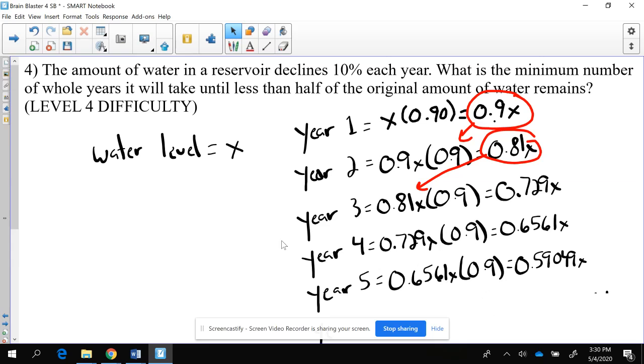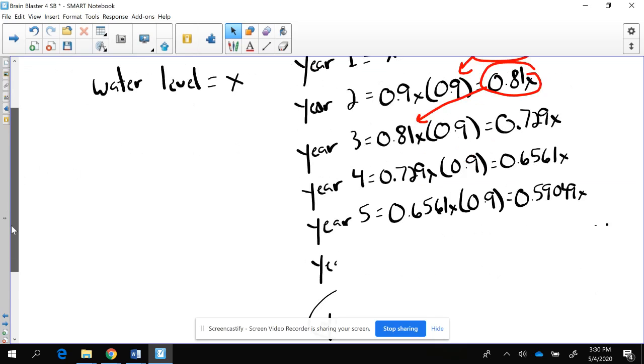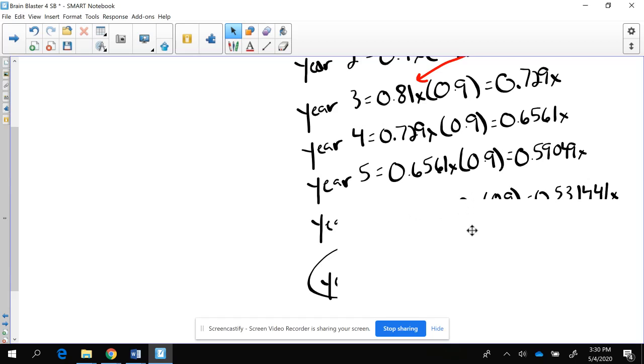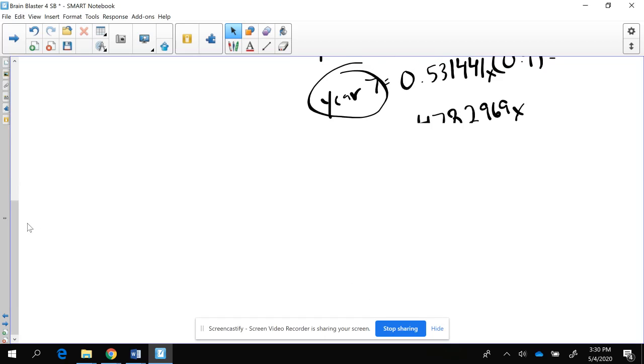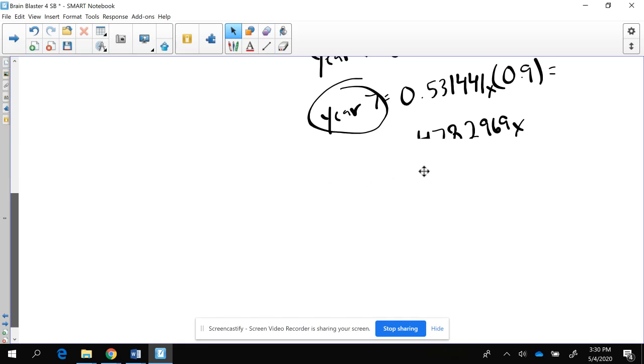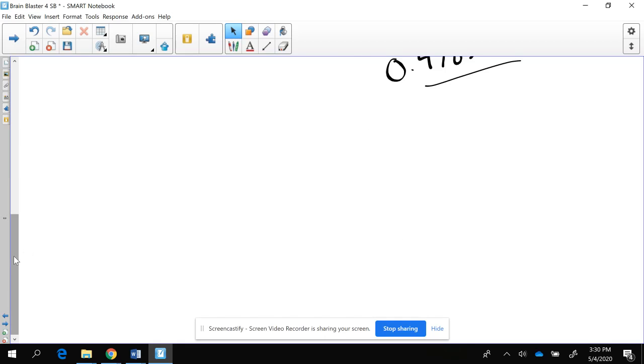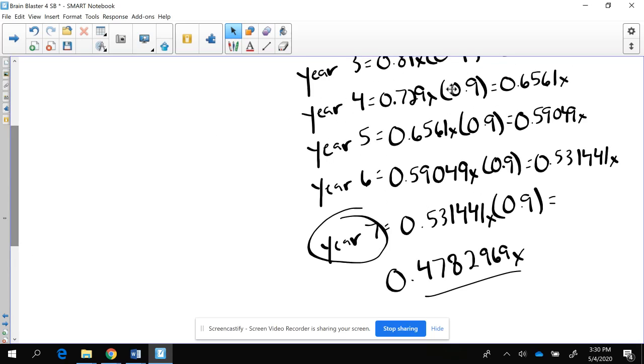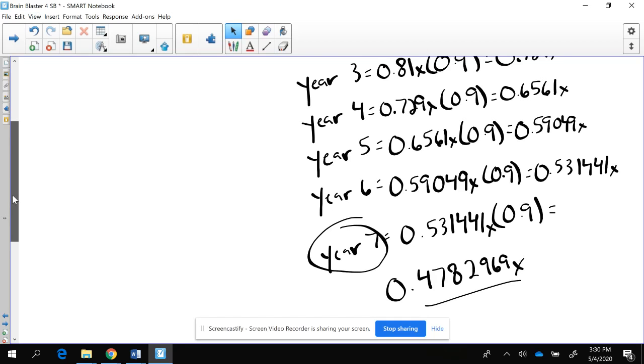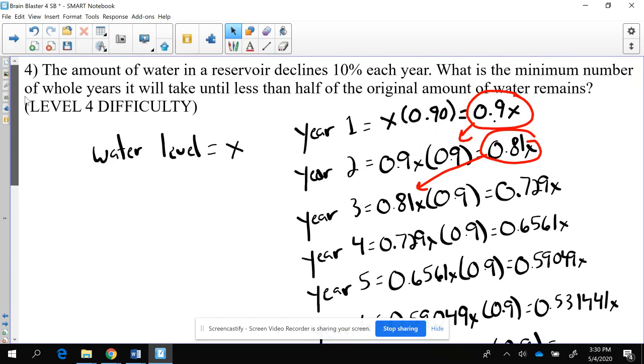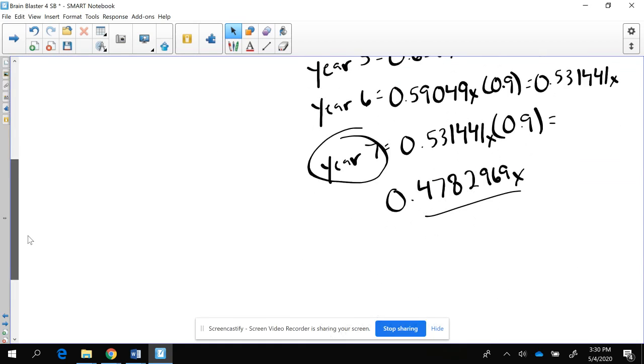Look at my numbers. Look how they have a pattern here, until I get less than 50%. And then bam, you could have done this a different way. That's perfectly fine. You'll notice that on year 7, see how these numbers are getting lower? On year 7, you are now below 50%. You're down below the 50% of what you originally had. So in this case, what's the answer? The answer is 7 years.